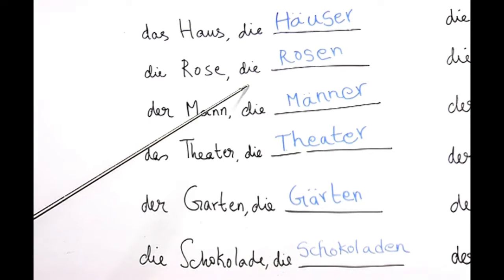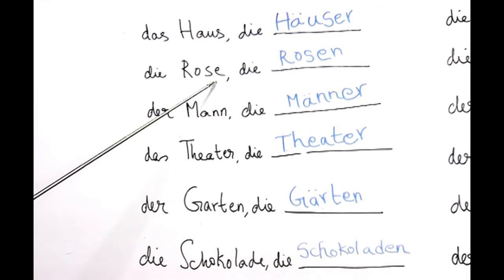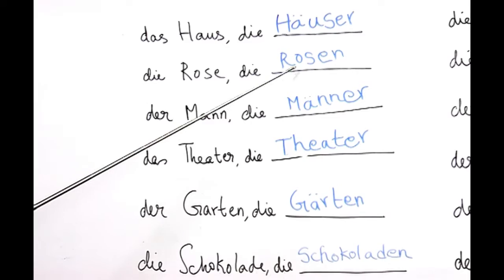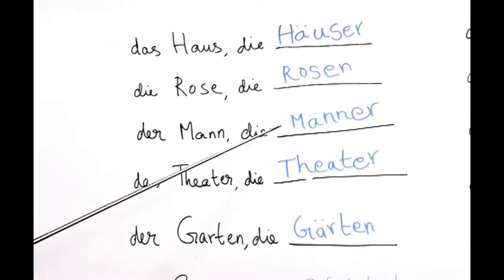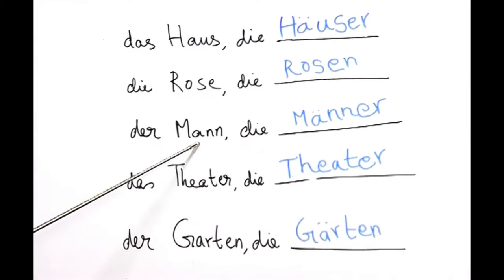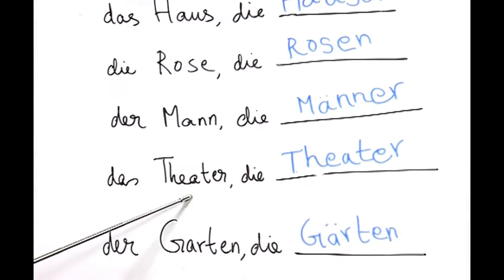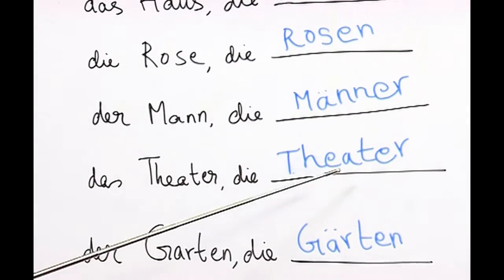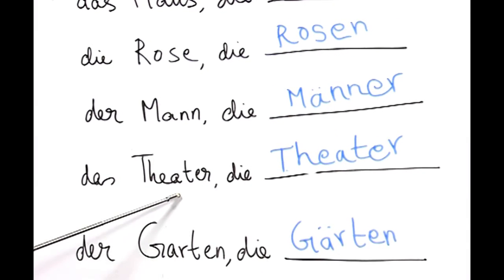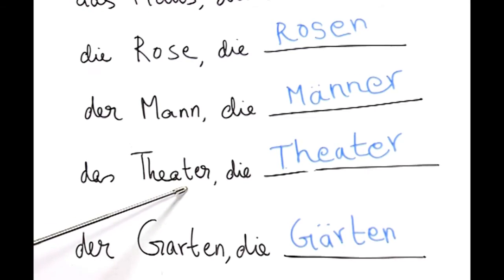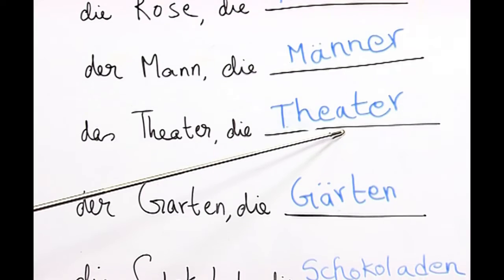Die Rose, die Rosen. Here we add an N to the noun and the plural form is used for the feminine noun die Rose. Der Mann, die Männer. Here the A is replaced by A umlaut and an ER is added. Das Theater, die Theater. As I told you, certain nouns which are international words or taken from other languages, they retain the same form in most cases.